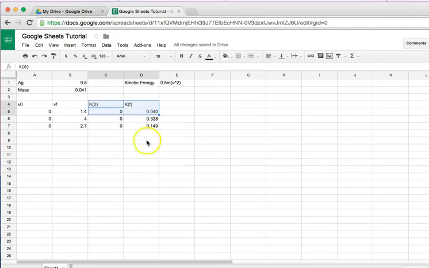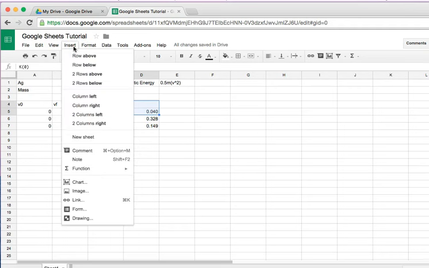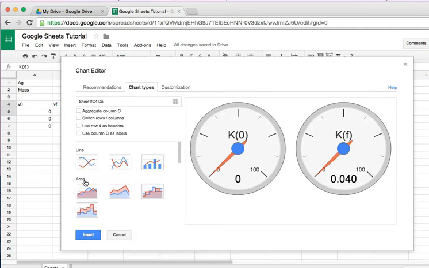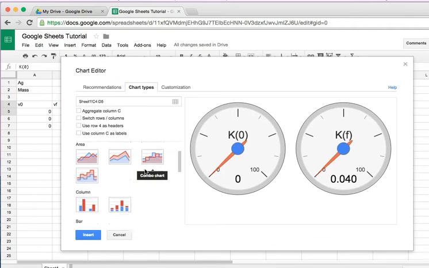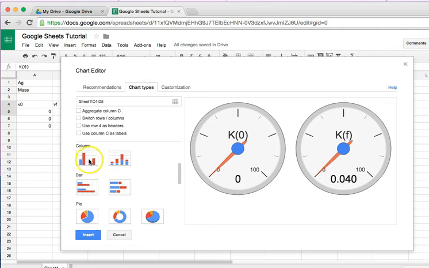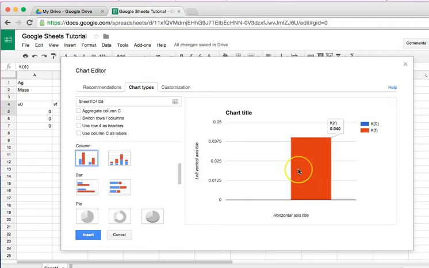Just trial 1, okay? What you're going to do after highlighting what you want, you're going to put insert. You're going to go down to chart. Now that you're at chart, you're going to see all this crazy stuff. You want to be under chart types. You want to scroll down, and you want to pick column chart. This is the kind of chart that I want. I want a column chart.